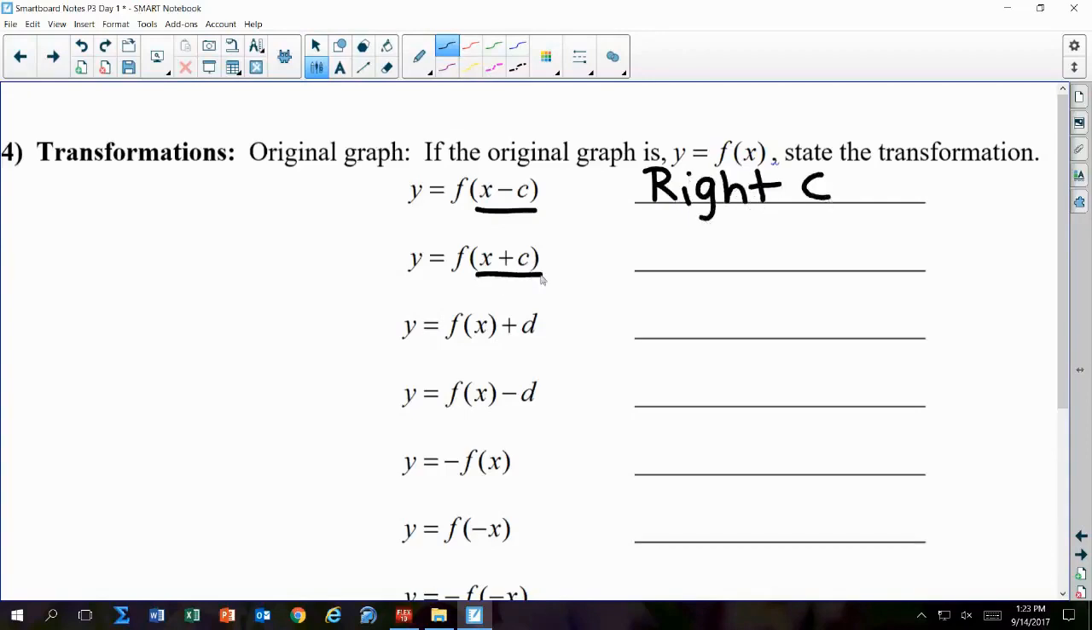X plus c inside the parentheses. Allie, what would that be? Left. Good. Left c. I have plus d just hanging out back, outside of parentheses. Mason, what would that be? Up d units. Okay.